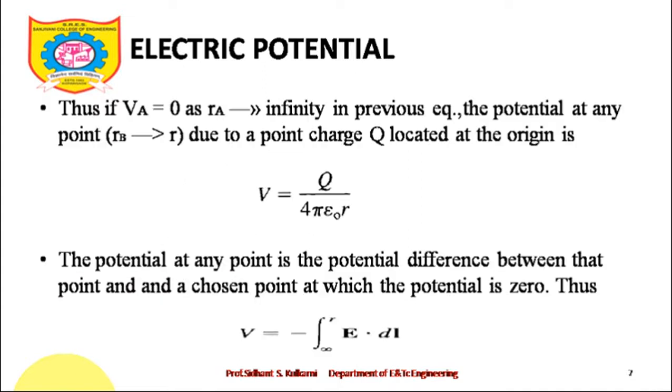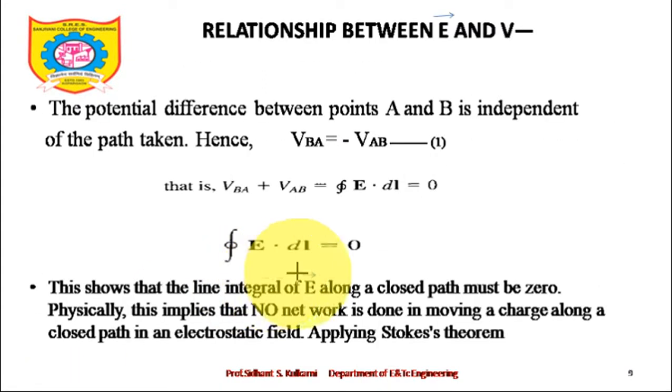So that means E bar dot dl bar minus E bar dot dl bar is also 0. That means it is a closed line integral. The closed line integral of E bar dot dl bar is also 0. If it is 0, it shows that the line integral of E bar along a closed path must be 0. This concept you might also have studied: work done around a closed path is always 0.